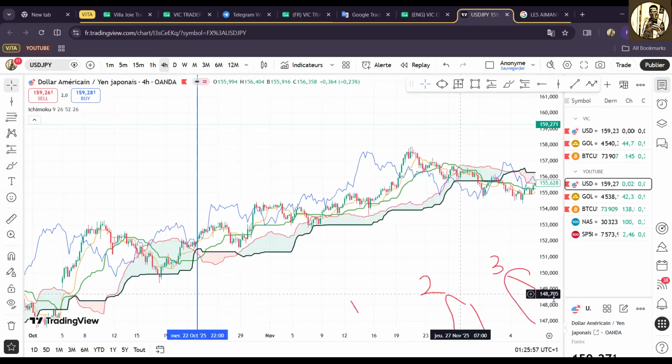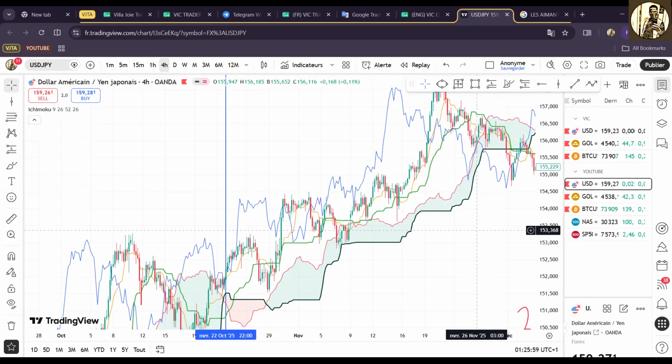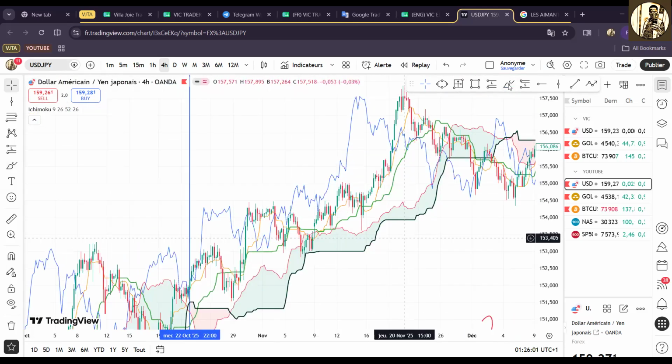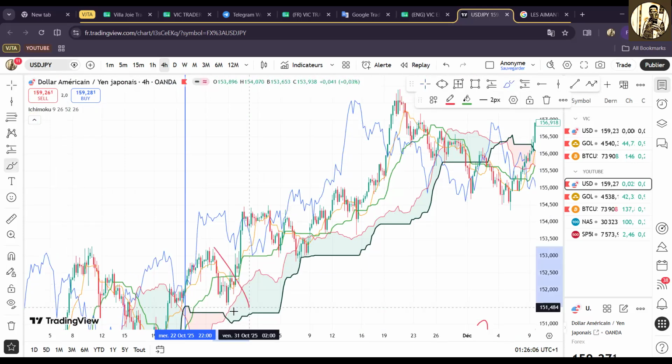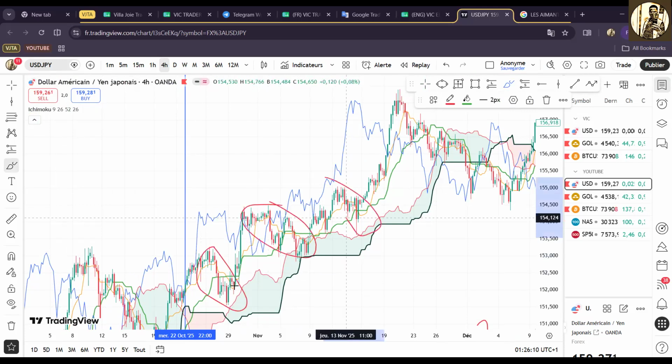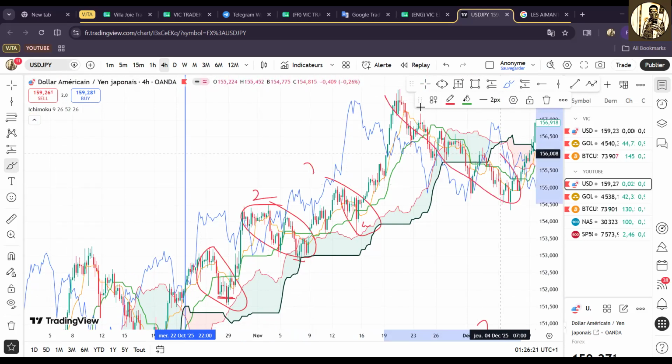Look, for example, at what happened on the chart here. You had the price going down here for 1, 2, 3. This first correction stopped at Kijun. This second correction stopped at SSB. This third correction is stopping at Kijun. But the fourth one created a break to the downside.